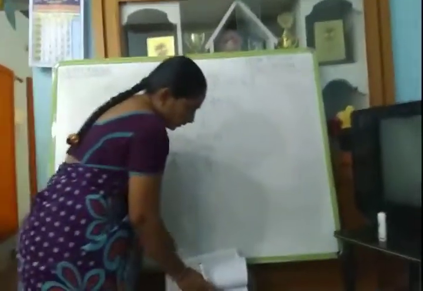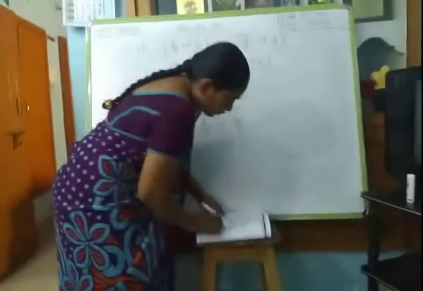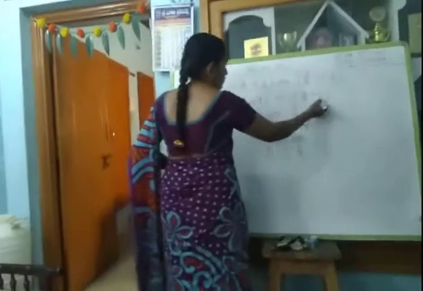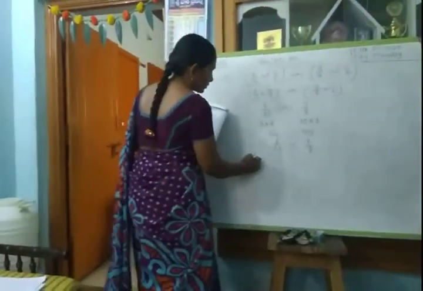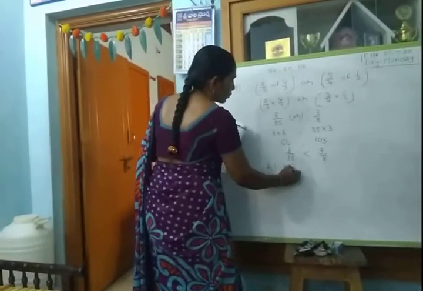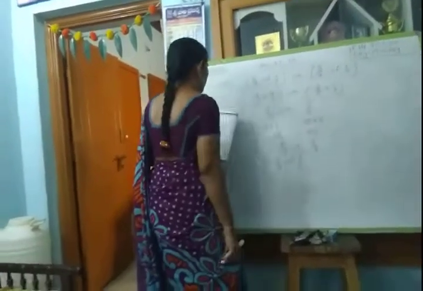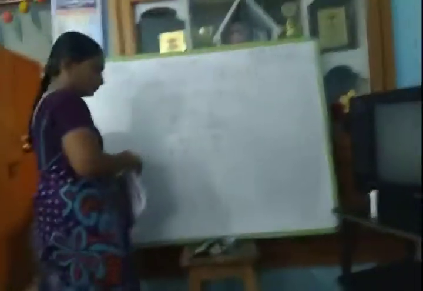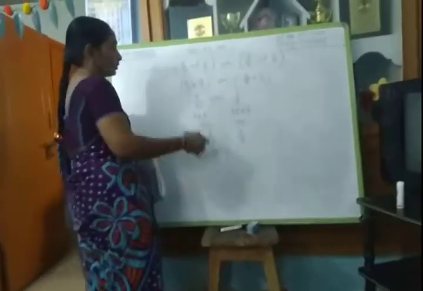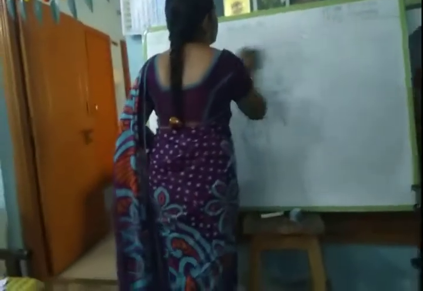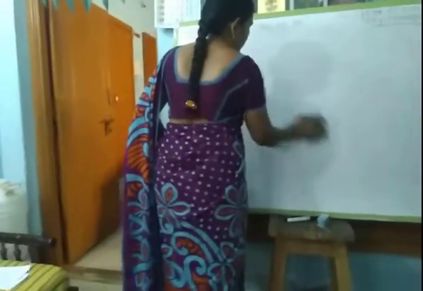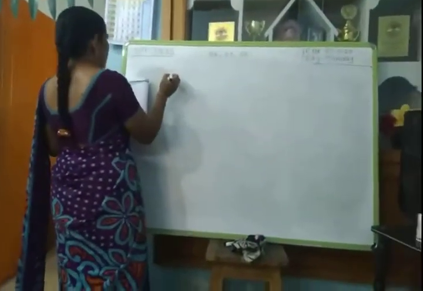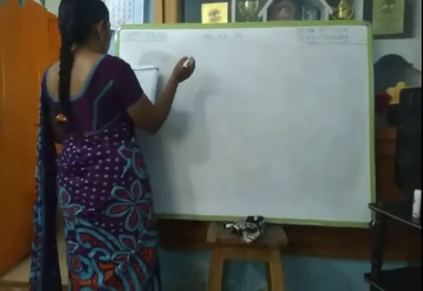So what did they ask? Which one is greater? 3 by 8. 3 by 8 means which one? 3 by 4 of 1 by 2, option B. 3 by 4 of 1 by 2 is greater. So option B, greater. Option B is correct. Next, problem number 60.